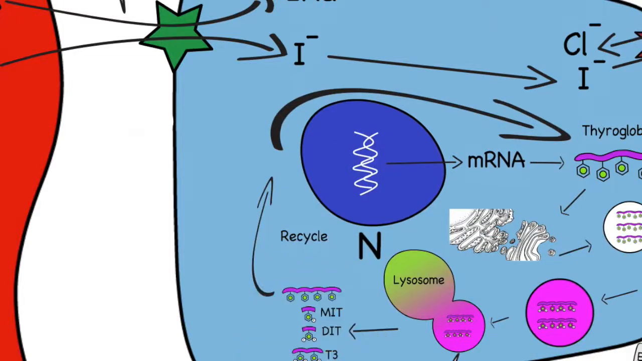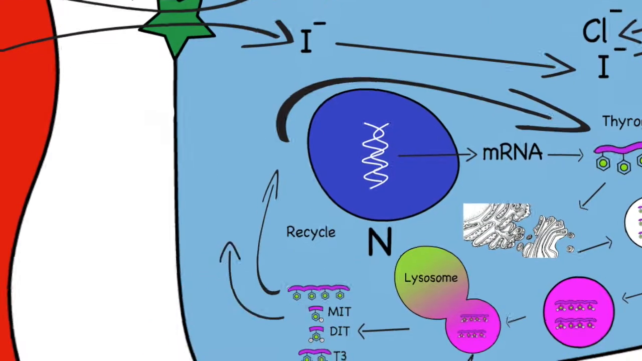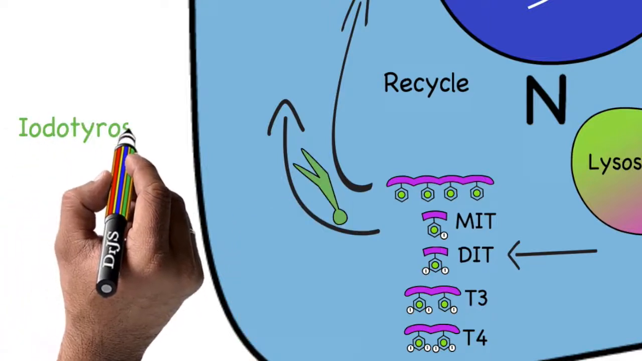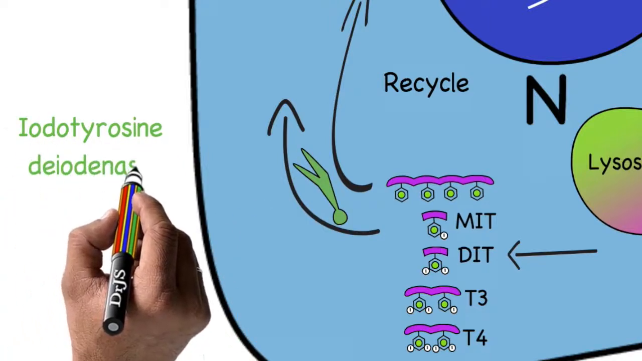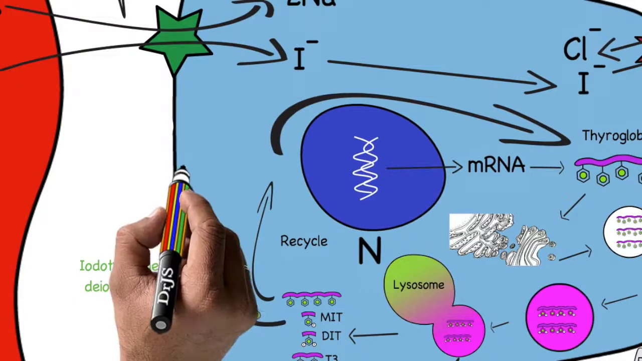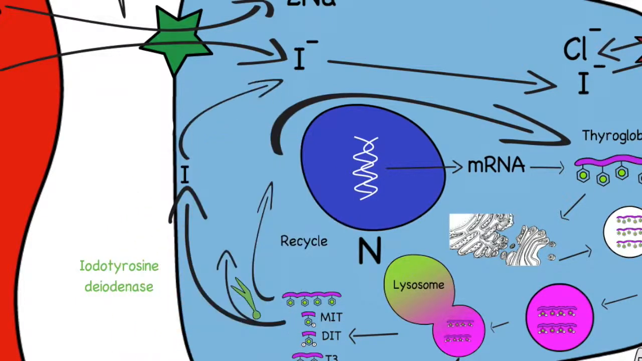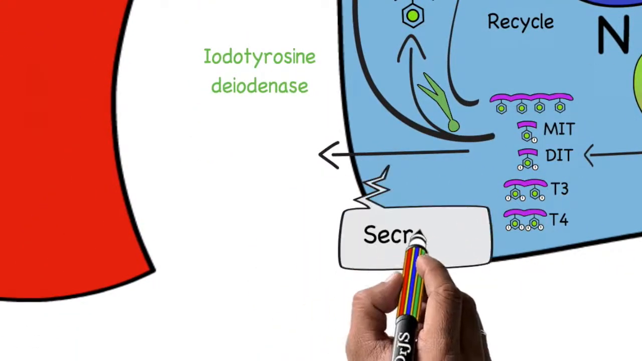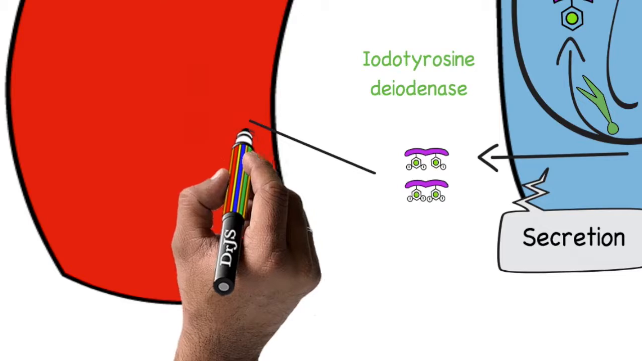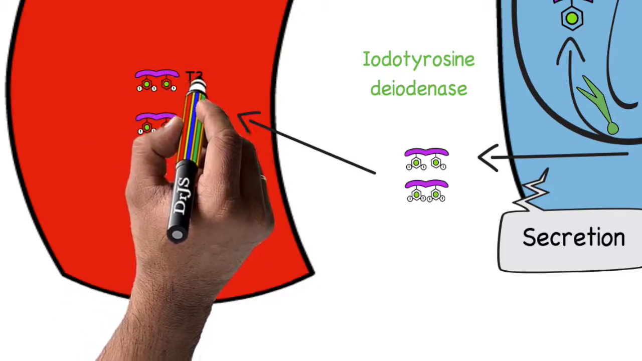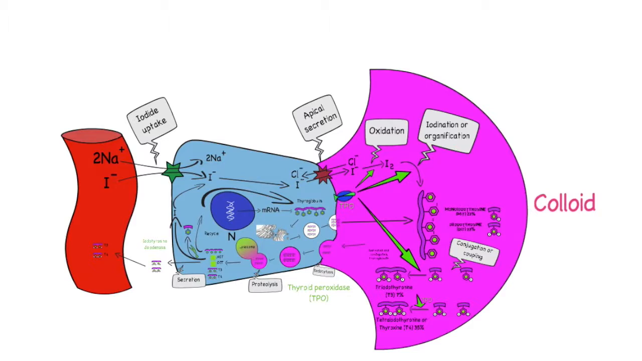MIT and DIT are not secreted. These iodinated tyrosines are deiodinated by a microsomal enzyme iodotyrosine deiodinase. The iodine liberated by deiodination of MIT and DIT is reutilized in the gland. Finally, by the process of secretion, T3 and T4 are secreted from the thyrocyte into the blood. This is all about the thyroid hormone synthesis and secretion.